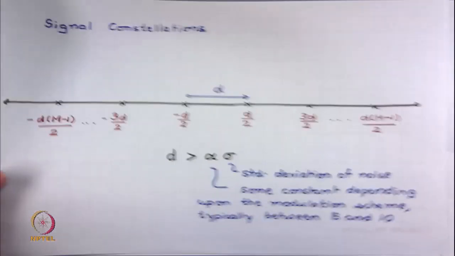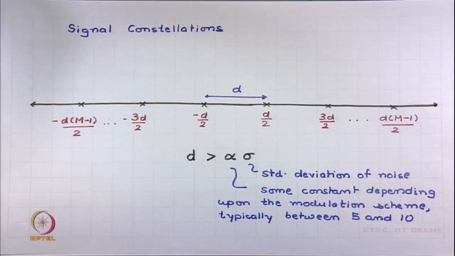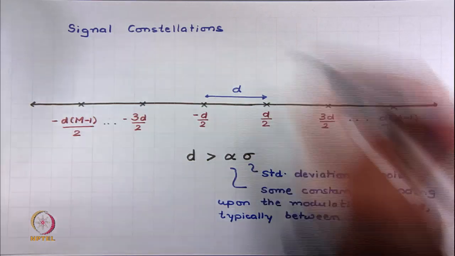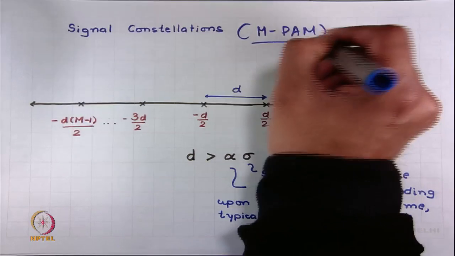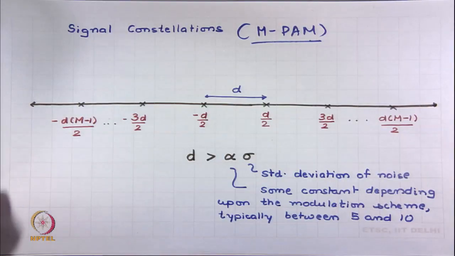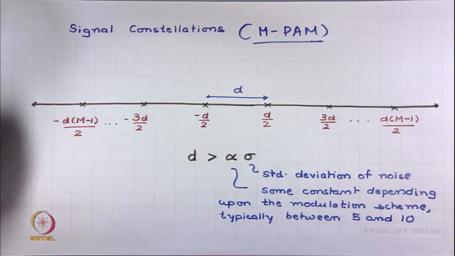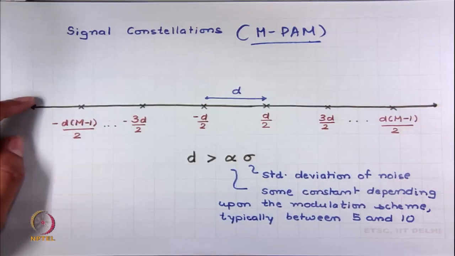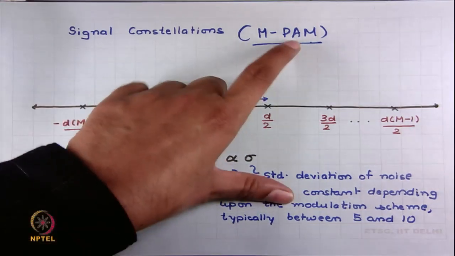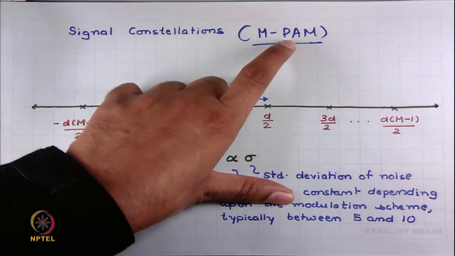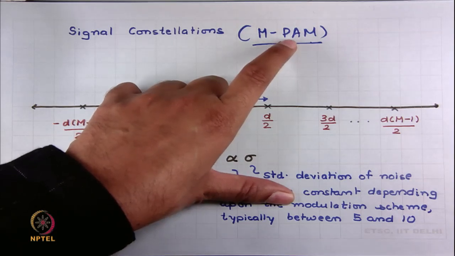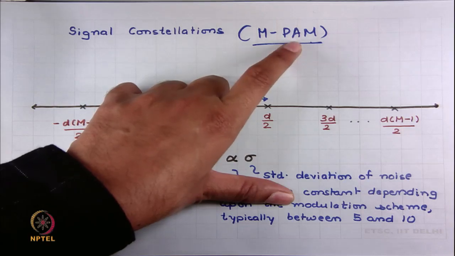Let us now look at the signal constellation for MPAM. This is the signal constellation of MPAM, and what we are showing is that we are putting the symbols on the real line. So, in pulse amplitude modulation, the signals are confined to be real signals. Okay. So, the symbols that we have can only take real values.